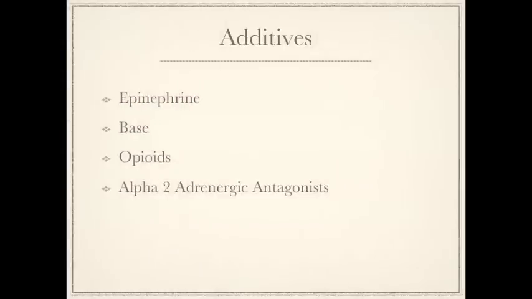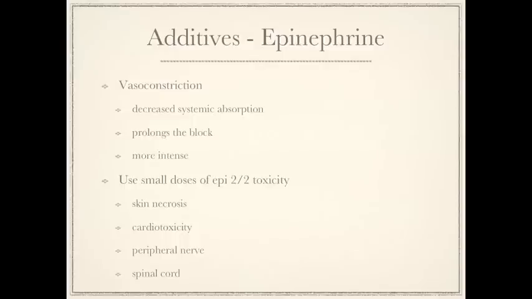There's 4 that we're going to talk about, starting with epinephrine. Epinephrine is a vasoconstrictor, which will help decrease the systemic absorption of local anesthetic. This in turn allows the local anesthetic to bathe the nerve for a longer period of time, which will prolong the block and make the block more intense. Now remember that local anesthetics actually function as vasodilators, so epinephrine helps counteract that.